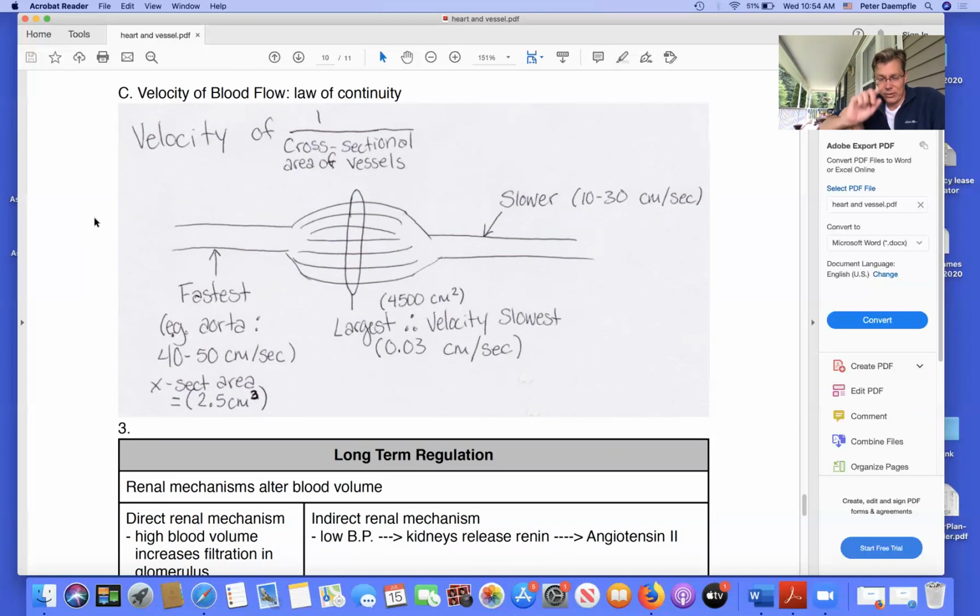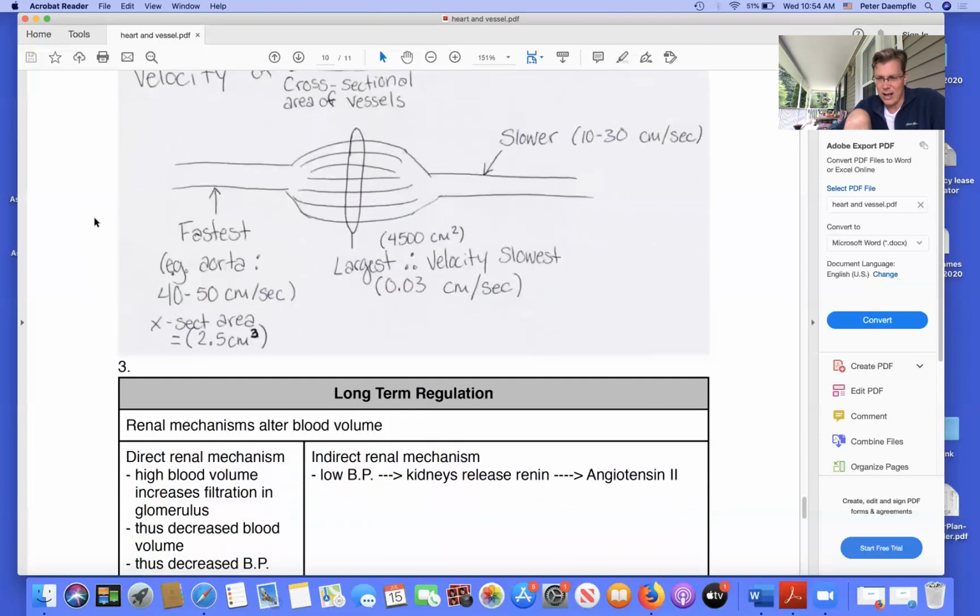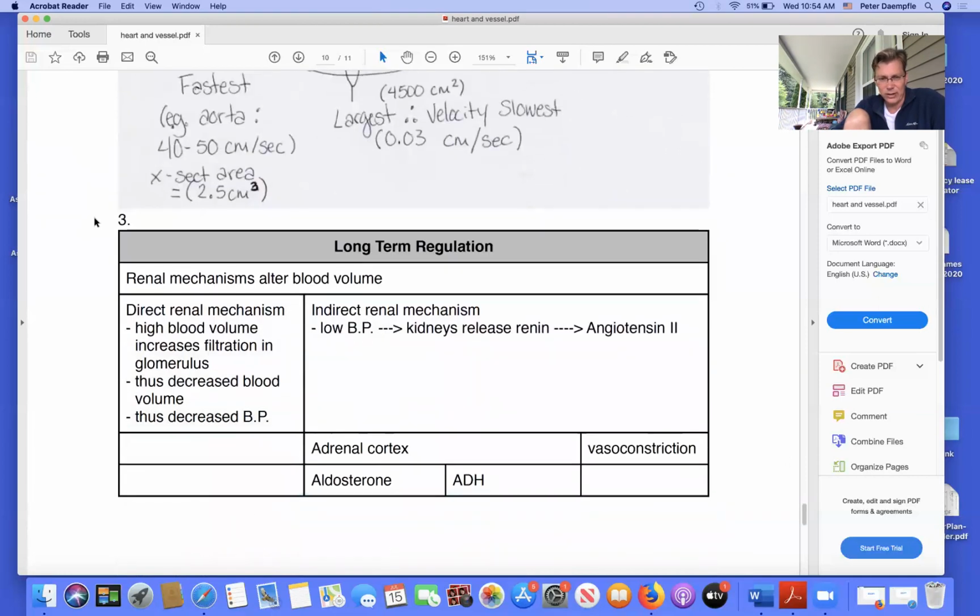Slowest in the capillaries because that's where exchange needs to happen. And you need blood to flow slowly for diffusion and exchange to properly take place. So it makes good sense. And it's good business for the capillaries to be completely the slowest and quite a bit slower, 0.03 instead of 40 centimeters per second, to allow exchange of all the materials.